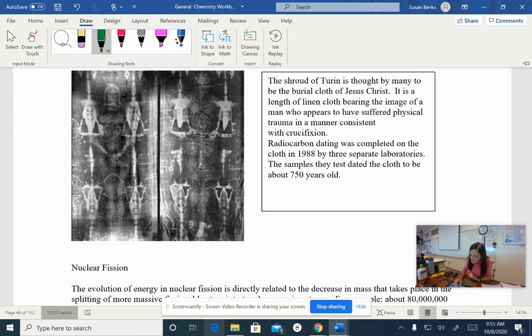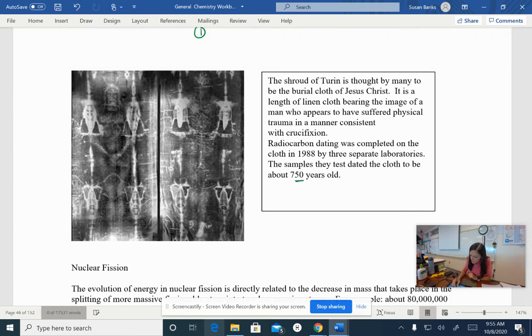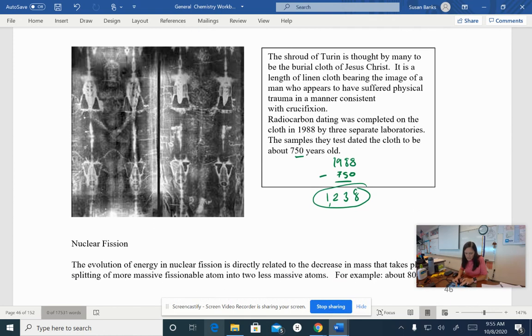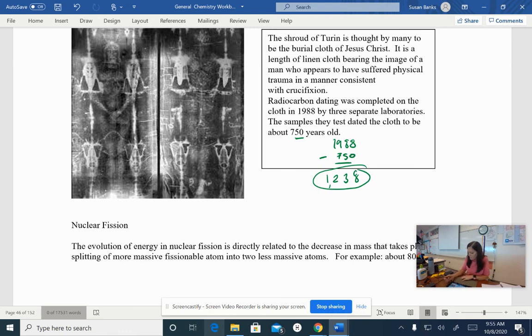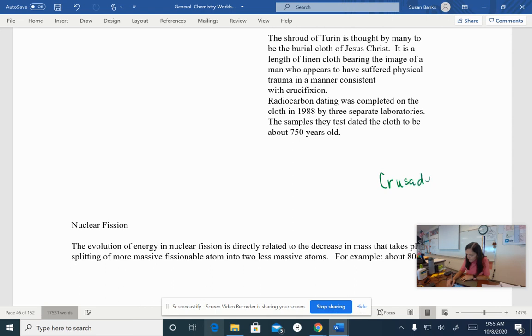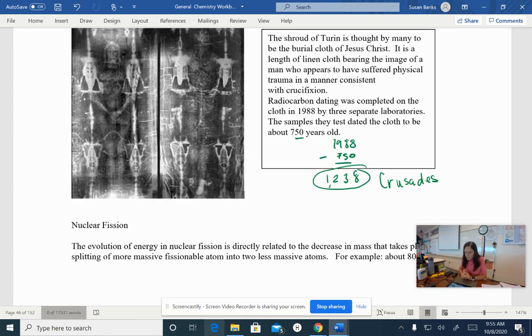So, if the cloth is 750 years old, 1988 minus 750, let's see, that would be about the 1200s. Is that the time that Jesus was supposedly on the face of the earth? No. This is the time of the Crusades. In the Crusades, relics were all important, so we feel like this was a relic that was manufactured during the Crusades.